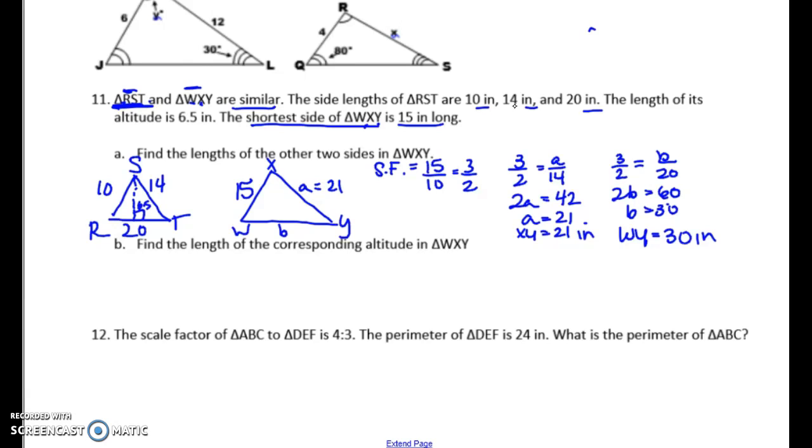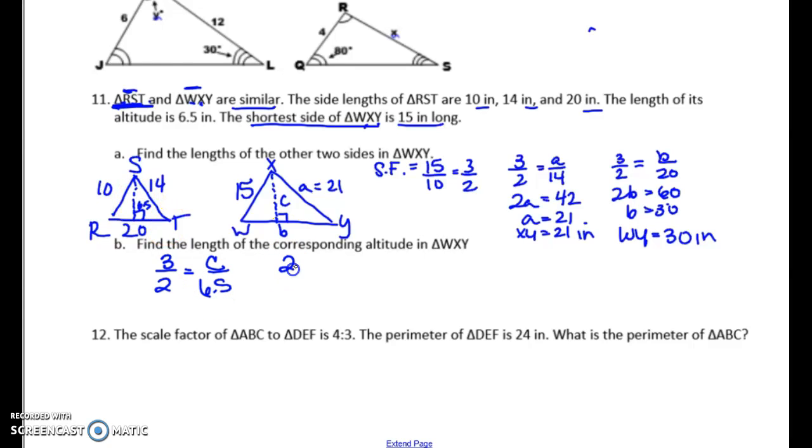Okay? Now, they said find the length of the corresponding altitude in triangle WXY. So their corresponding altitude is right here. Okay? It's going to correspond to this. So I'm just going to make it, I guess, a C. Okay? So again, I just use the same information because if the sides are all similar, then the altitudes are going to be similar as well. So I just set up my scale factor, 3 is to 2, as C is to the 6.5.